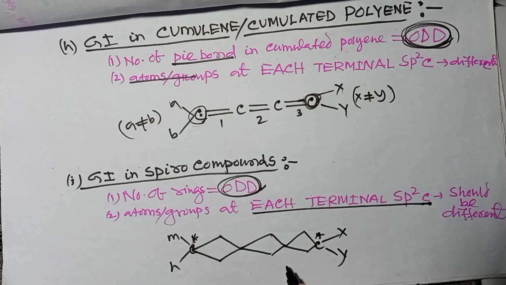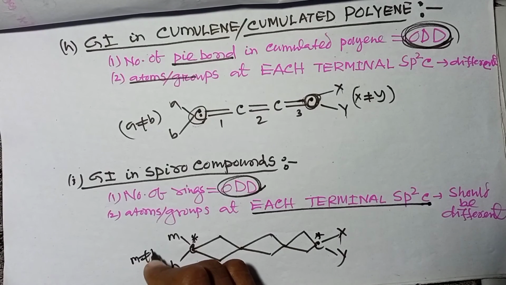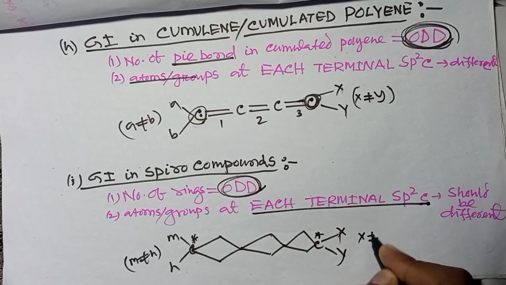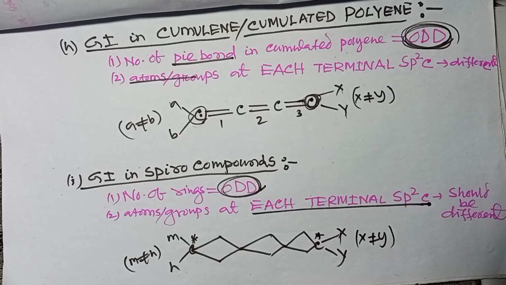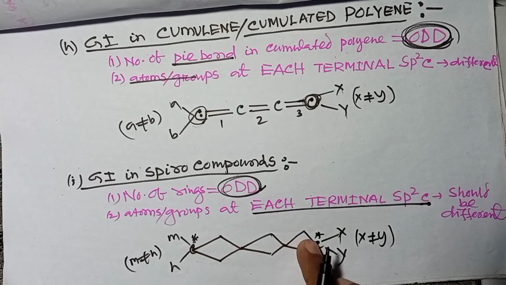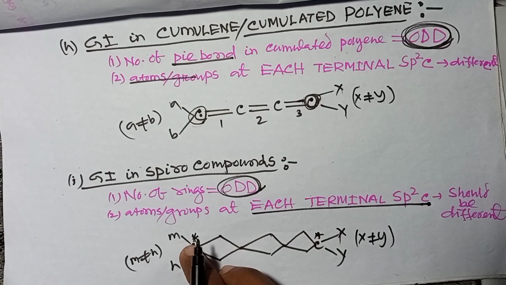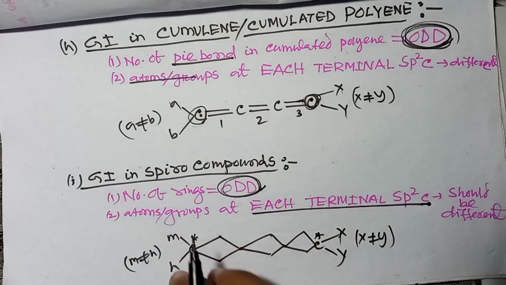They should be connected to two different groups. So m should not be equal to n and x should not be equal to y. The number of rings should be odd, and each carbon should be connected to different groups. So these are the conditions for geometrical isomerism in different compounds.